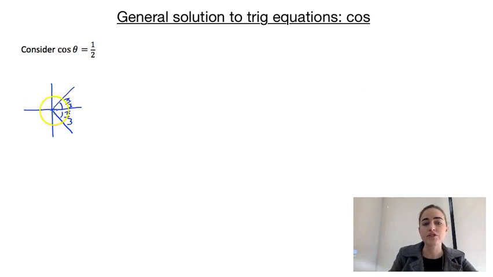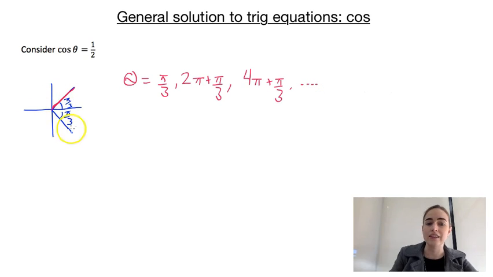Now I want to have a look at these two solutions separately. So first I want to have a look at this one here. Now we could go around this diagram infinitely many times in an anti-clockwise direction and infinitely many times in a clockwise direction. So let's start with the positive solutions. Our first solution would just be pi on 3. If we did a whole other revolution, that would get us to 2 pi plus pi on 3. If we did another revolution, we'd get to 4 pi plus pi on 3. So that's all going in the anti-clockwise direction for our positive solutions.